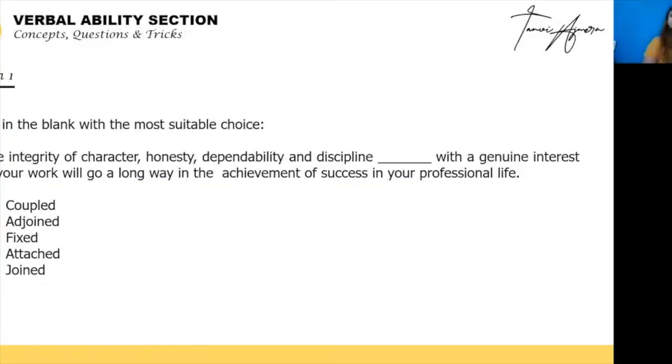So joined and joint, they're all very close things, right? Both of them do not really fit our context. So of course, which one is the correct answer? It's A, which is integrity of character, honesty, dependability, and discipline coupled with a genuine interest in your work will go a long way in the achievement of success in your professional life. Means you should have these along with, coupled with genuine interest.